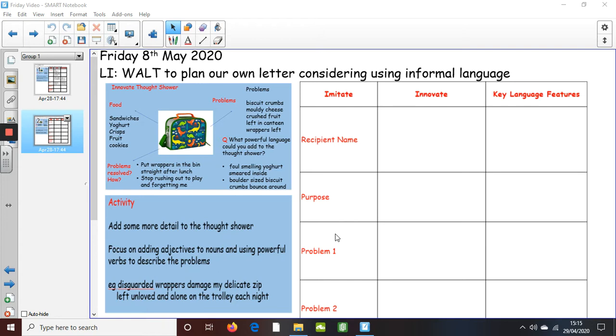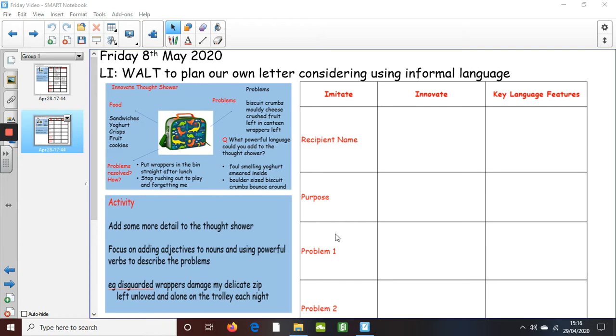As you can see on the screen, I've got the ideas we generated yesterday in the blue box, and next to it I've got our boxing up sheet for today. When we innovate, we take the original text and make some slight changes to it. The overall structure though has to remain the same. If you look at the thought shower, the subheadings on my thought shower are the same as the ones on the boxing sheet. And this is going to make it easier for me to transfer the information from the thought shower onto my boxing up sheet.